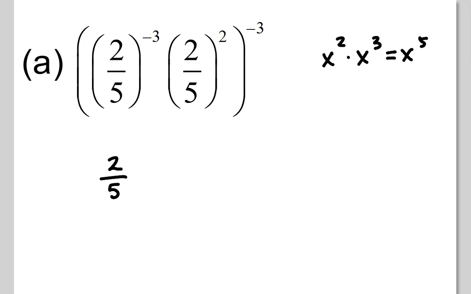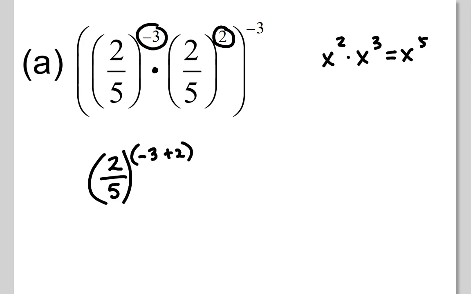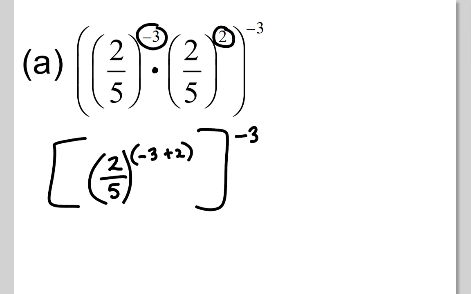2/5, and then what goes in that power? Because this is a times, right? What do you got to do to these two powers? Add them. Very nice. -3 plus 2. All that's going to be in the power. And outside of that, I still have this -3. Do you agree? So I'm working my way from the inside out, because that's the order of operations for brackets. Work inside out.